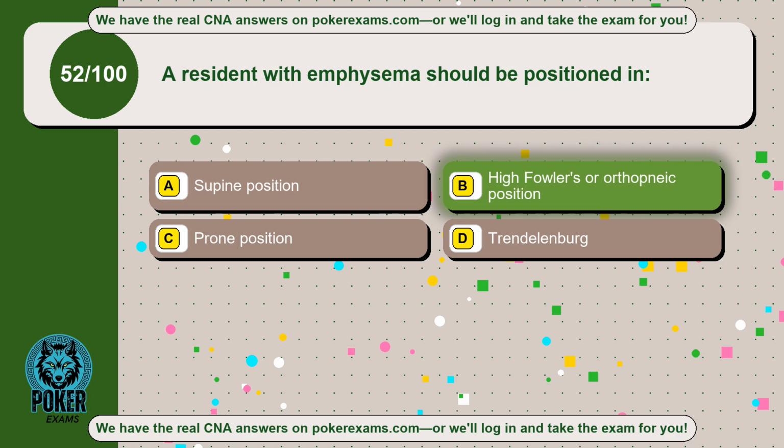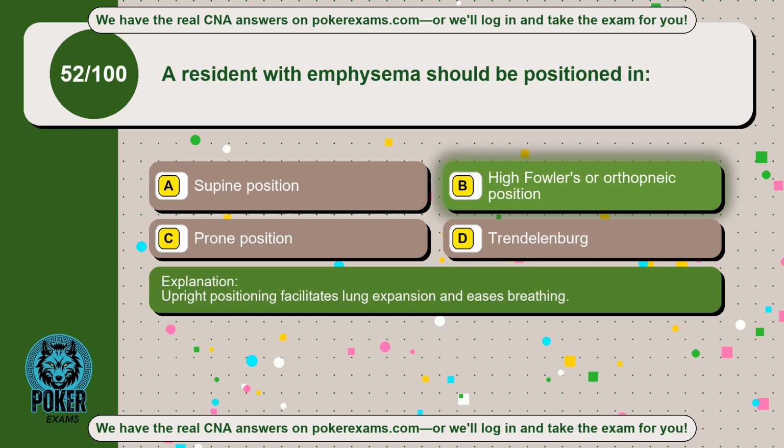High Fowler's or orthopneic position. Upright positioning facilitates lung expansion and eases breathing.